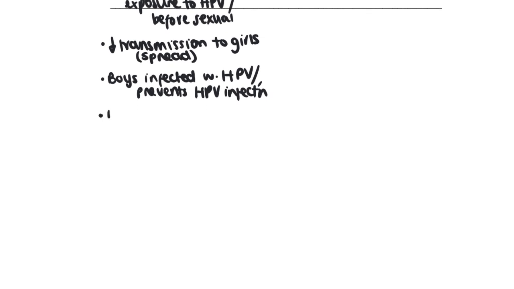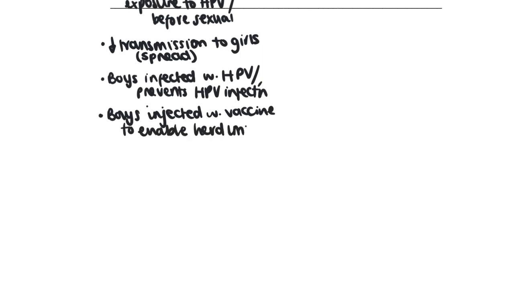As well as this, we need boys to be injected. Let me just try and get my injected and infected properly. Injected with vaccine to enable that herd immunity. So if only girls are vaccinated, they make up about 50% of the population. We need more than 50% of these boys to be vaccinated to ensure that herd immunity.